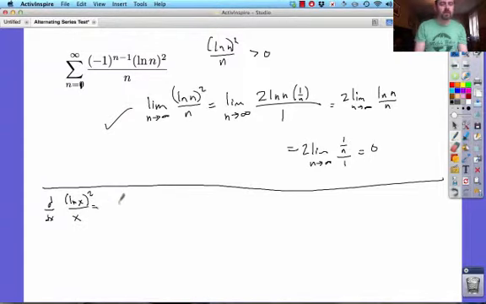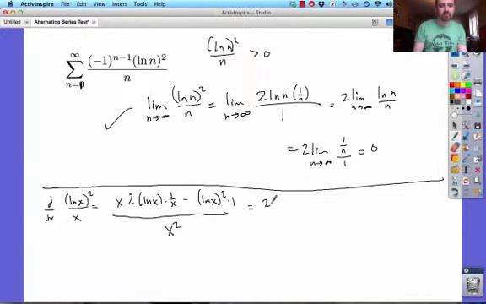All right. So here we do need a quotient rule. Low d high minus high d low. Low d high, and remember I have to use the chain rule here to find the derivative of ln x squared, minus high d low, which is 1, all divided by low squared. The x here cancels with the x here, and I'm left with 2 ln x minus ln x squared over x squared. So on the top I have ln of x times 2 minus ln of x.